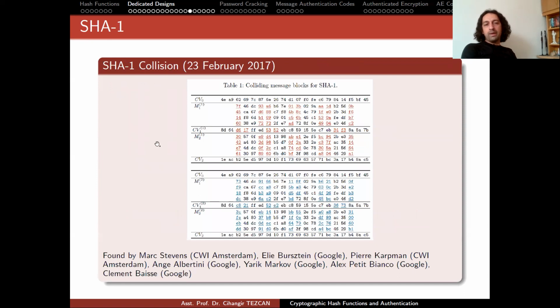2 years later, those authors combined their forces with Google, because Google had a lot of GPUs. So they modified the attack, and now they found a collision for SHA1. In this case, you can see that the message is now no longer 1 block, but 2 block messages. But here the hash values are the same, and they start with the same IV. So this is a real SHA1 collision, so the predictions were correct.